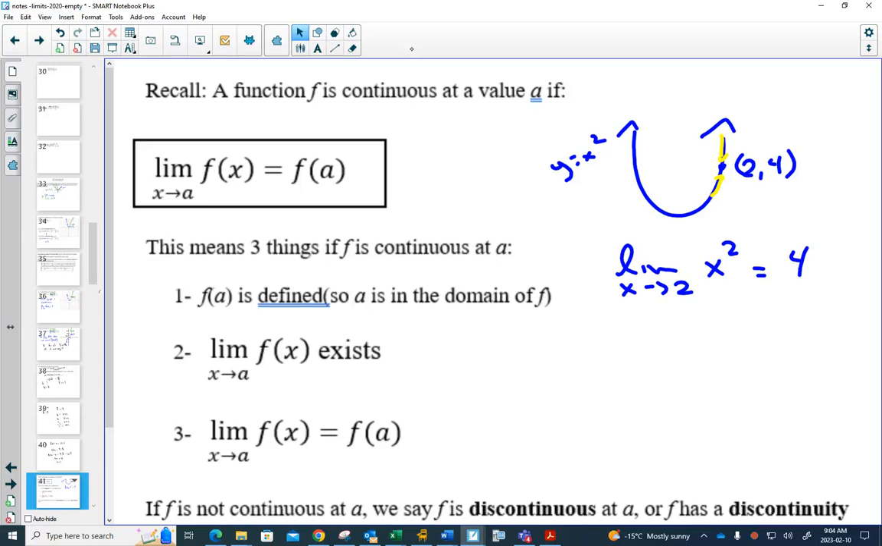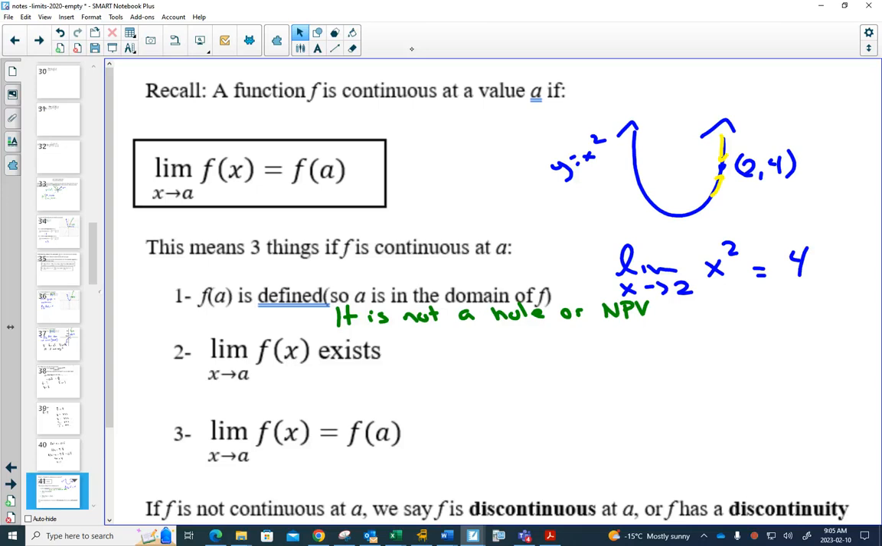So this means 3 things. If f is continuous at a, the actual point works. There's not a hole in the graph. So f of a is defined, meaning it's not a hole. Maybe I can write that down. It's not a hole, or it's not a non-permissible value. It actually exists. The limit exists.